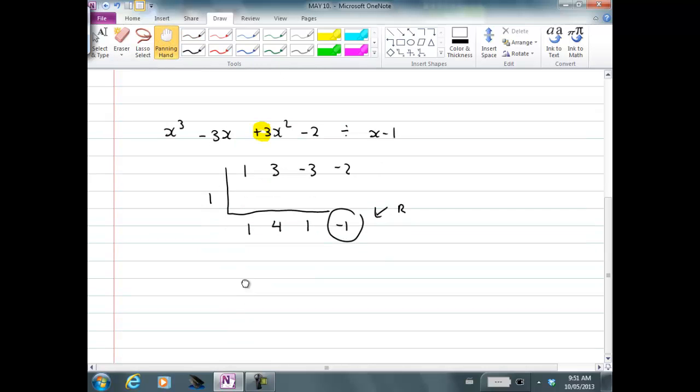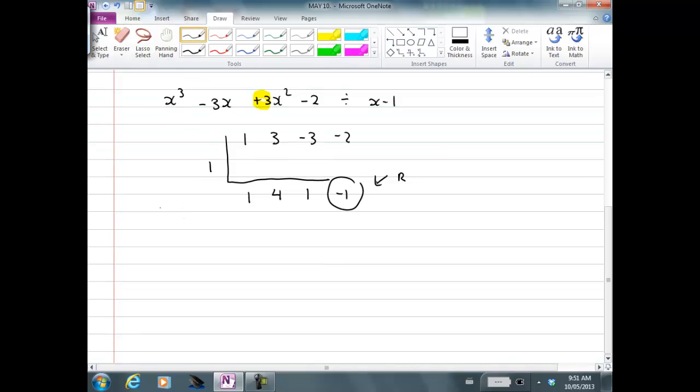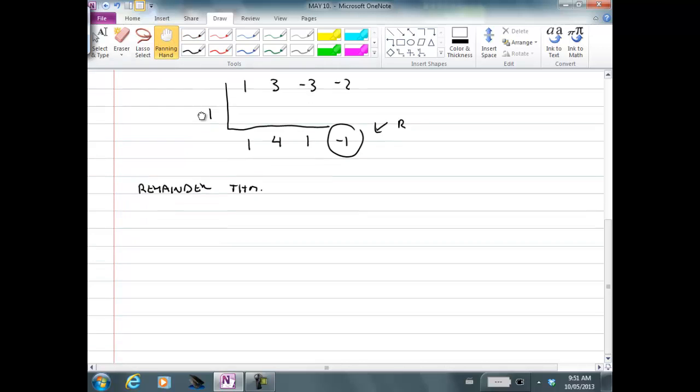But the next question is, it still takes a bit too long. How do you do this in an even faster period of time? So I'm going to show you another shortcut. You think synthetic was quick. Now I'm going to show you an even faster method. This is called the remainder theorem. Remainder theorem. Okay? And this is where your true lesson starts for today.